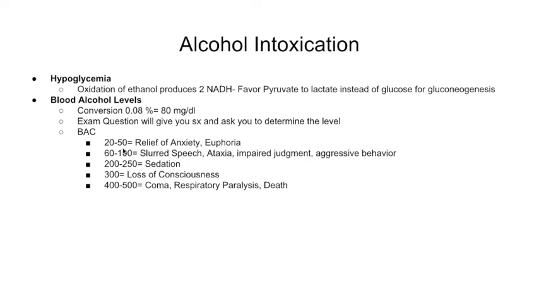So 20 to 50 you get relief of anxiety and euphoria. 60 to 100 you get more CNS symptoms, so slurred speech, ataxia, impaired judgment, and aggressive behavior. 200 to 250 is sedation. 300 is loss of consciousness, and 400 to 500 is coma, respiratory paralysis, and death.